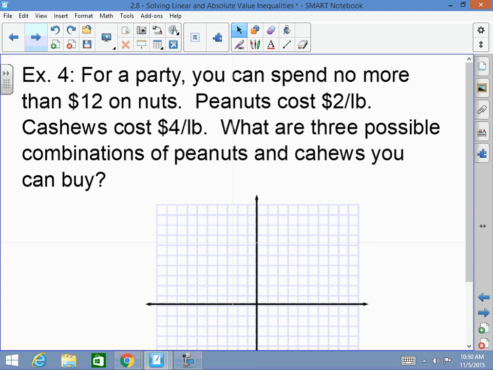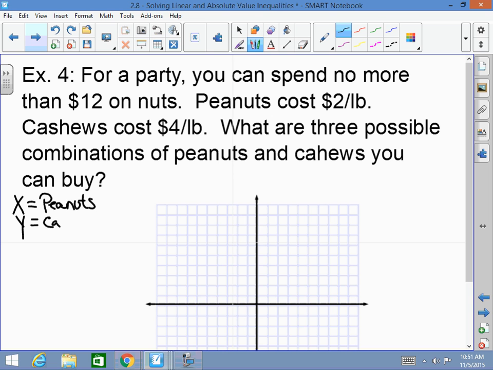Now, for a party, you can spend no more than $12 on nuts. Peanuts cost $2 a pound. Cashews cost $4 a pound. What are 3 possible combinations of peanuts and cashews you can buy? This is the beauty of linear inequalities because it shows you a multitude of possibilities. First of all, whenever we work with word problems, we label the variables. Who do you want to call x this time? Peanuts. And who do you want to call y? Cashews.